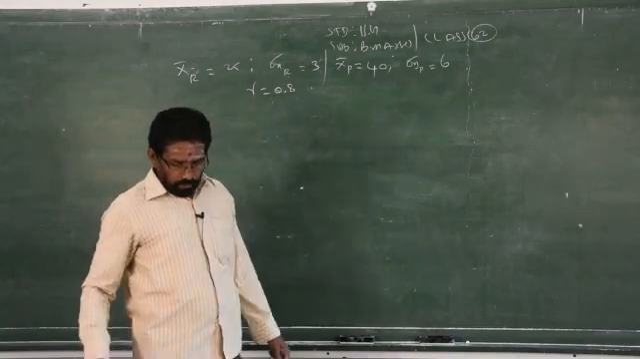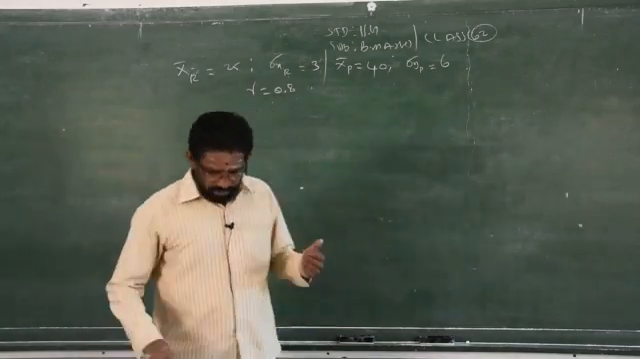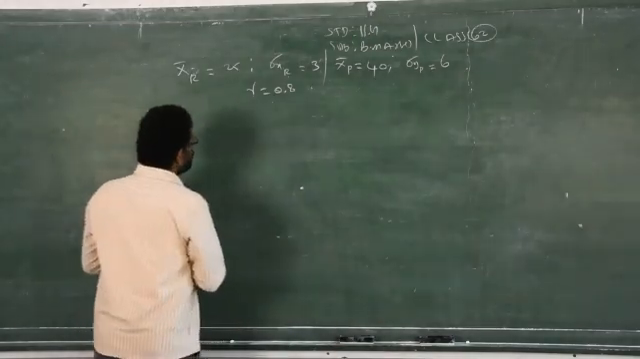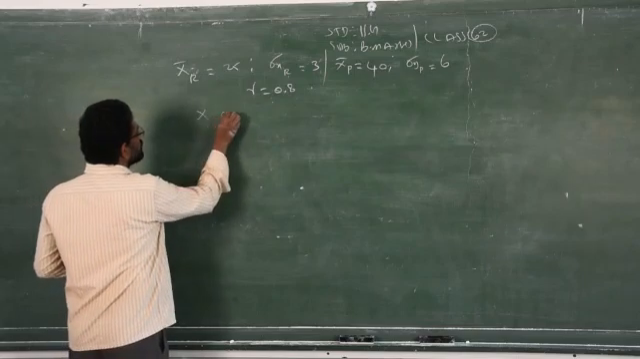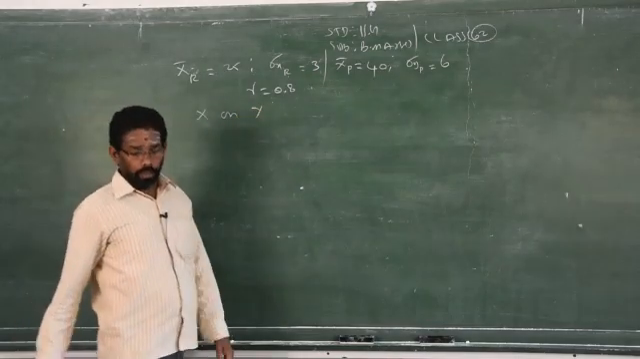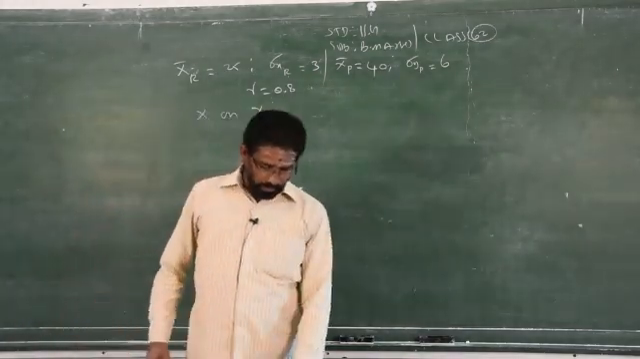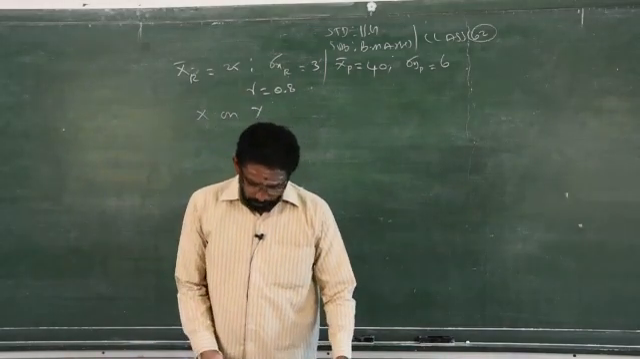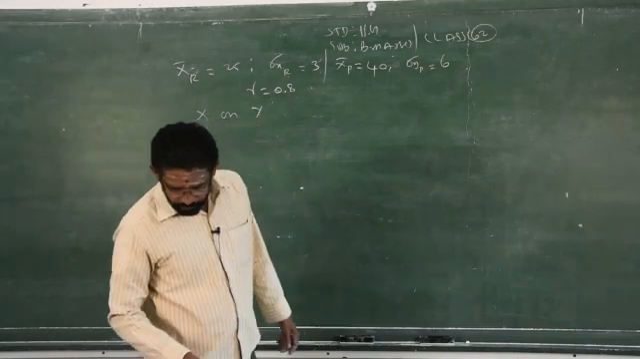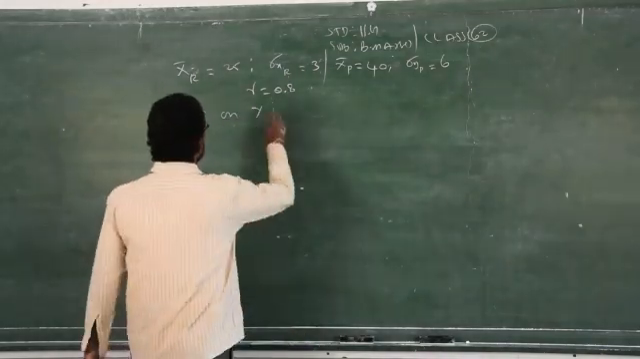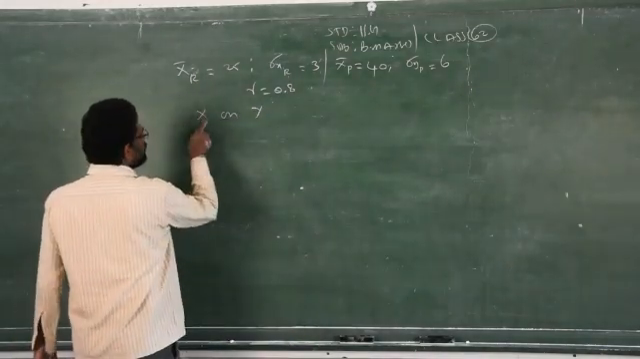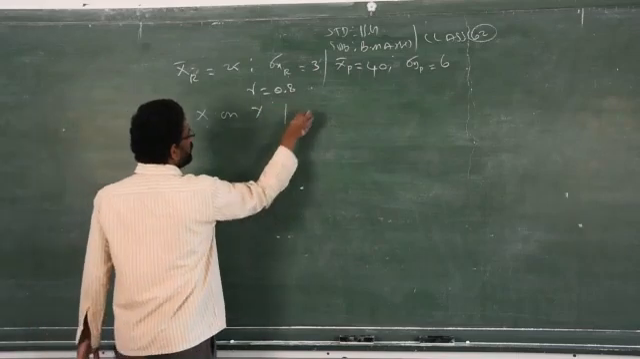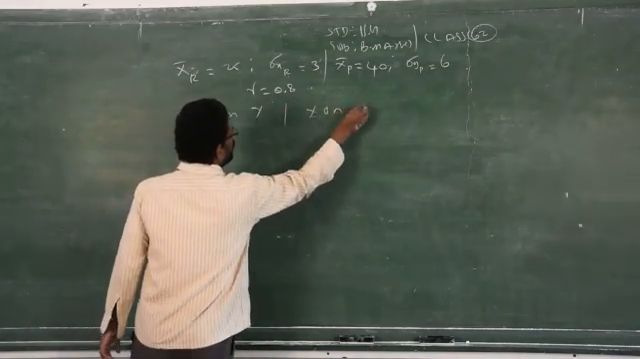Now, you are asked to find the rainfall, that is, x you have to find. If you want to find x, you have to find x on y, no need to find y on x. Clear? That is very, very important. You have to find what the yield is when the rainfall is given. So, if you want to find rainfall, x on y; if you want to find the production, you have to find y on x.